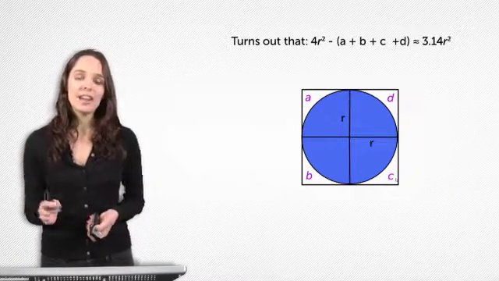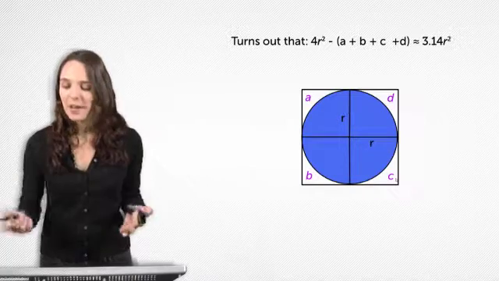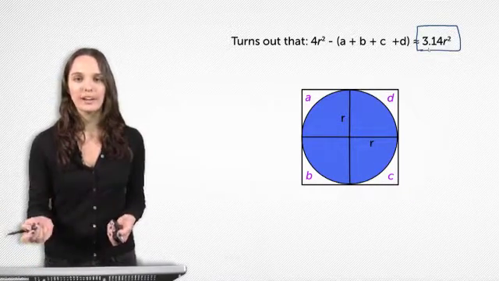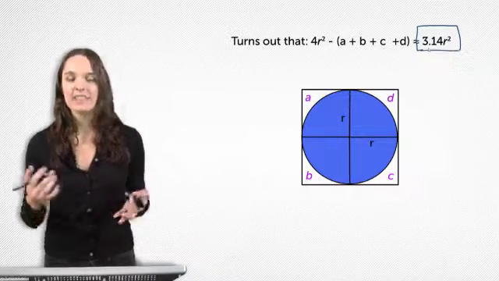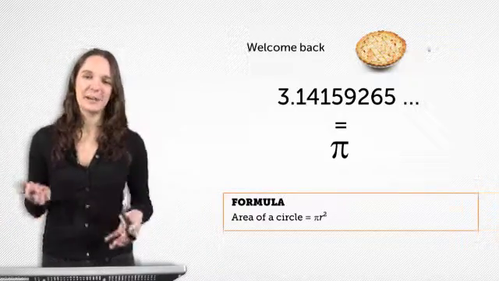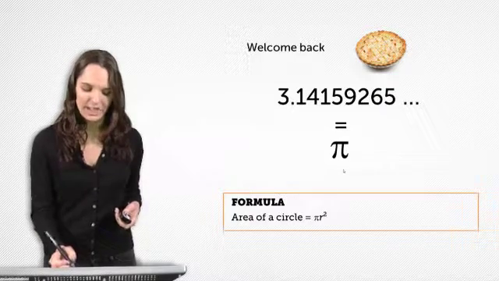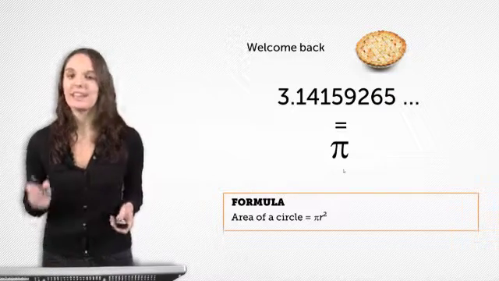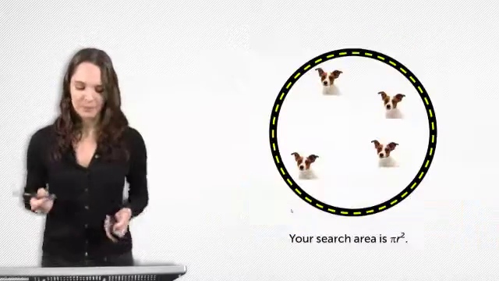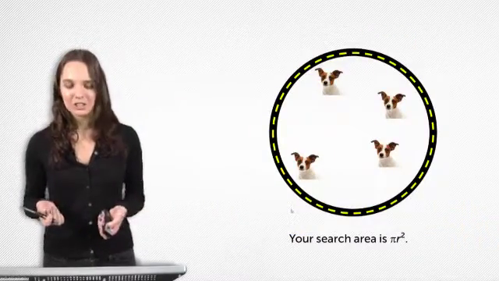Now, it turns out that the area of the circle is about 3.14 times r squared. That makes sense, right? It's less than 4r squared. So, welcome back, pi. Here comes that big long decimal again. And the formula you need to know is that the area of a circle is pi r squared. All right, so that's going to be our search area here.